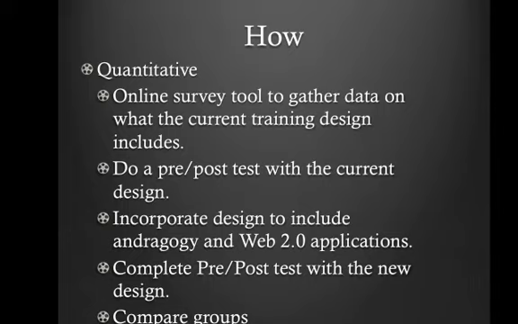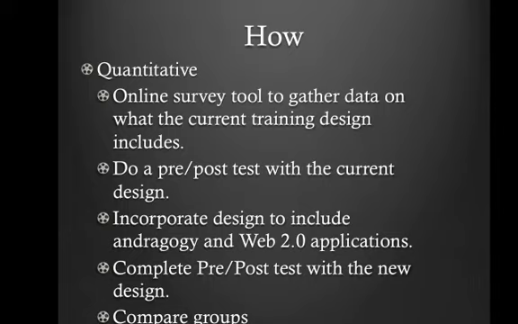And how are we going to do this? It's quantitative. First of all, we're going to do an online survey. I use Qualtrics, and I'm going to gather what their current training design has and how they're incorporating any type of special items into it.